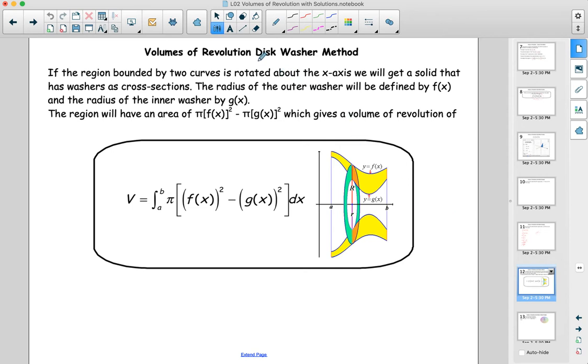This is called the washer method. So if we think about this, here are our curves. There's f at x and there's g at x. F at x is the curve on the top and g at x is the curve on the bottom. And so f at x is going to create a circle of one radius, and g at x will create a circle of a smaller radius. And what we want when we rotate this around is we just want to know what the area of that washer is going to be, and then we will sum all the washers together.